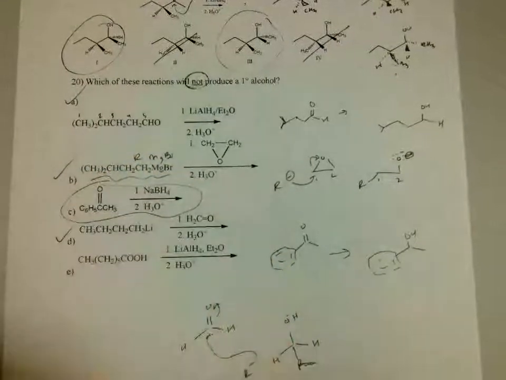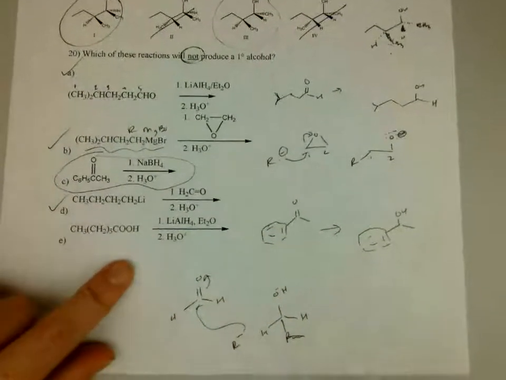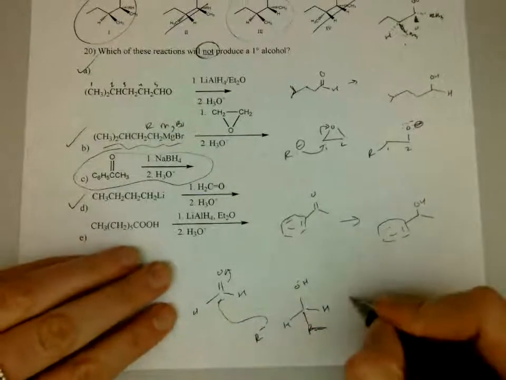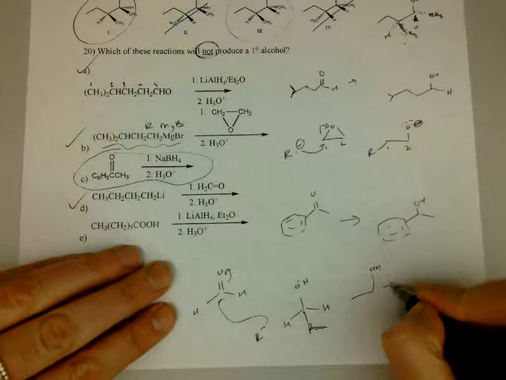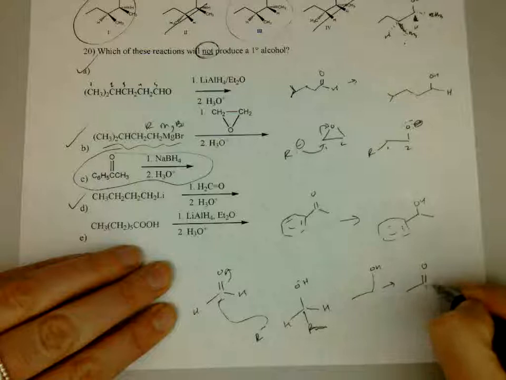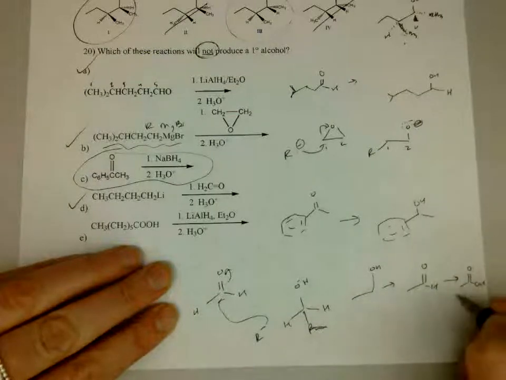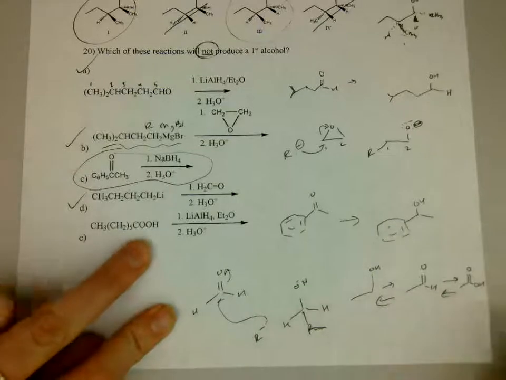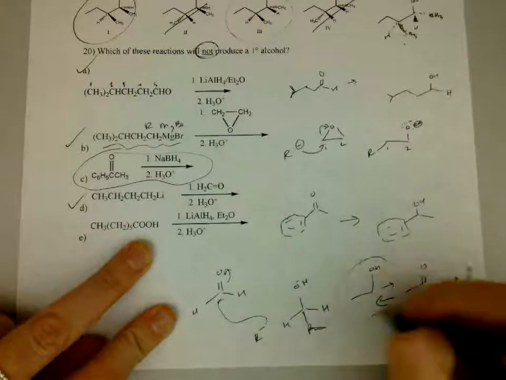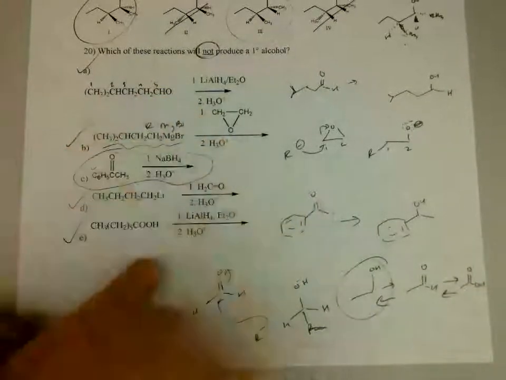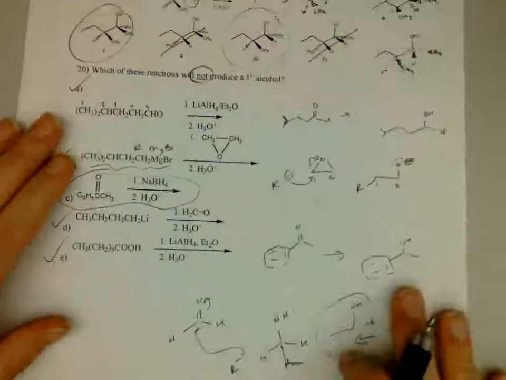So D works, and E is a carboxylic acid. And so we talked about how a primary alcohol goes to an aldehyde, goes to a carboxylic acid. So then the reverse is also true. So if you have a carboxylic acid, it will stop at a primary alcohol. So your answer choice is C.